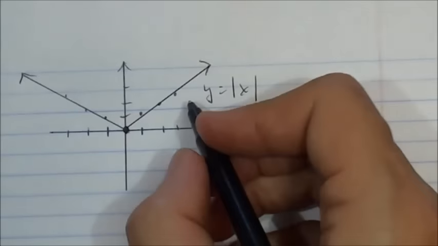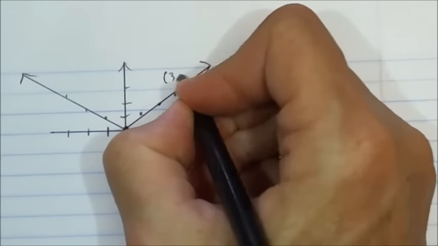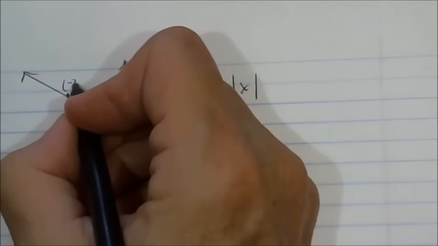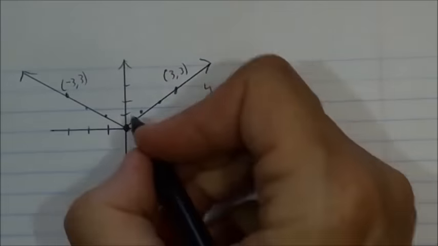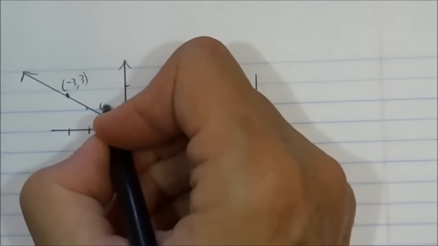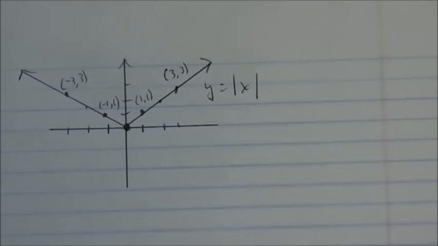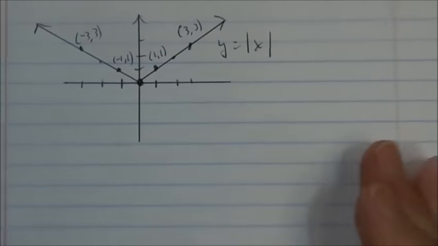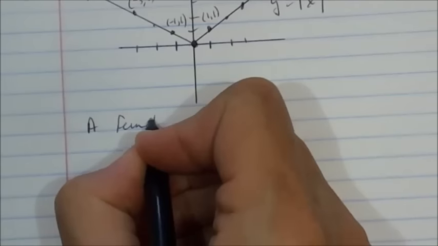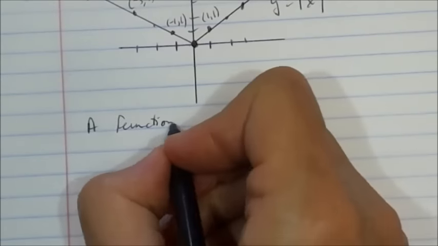And for every point, like if you pick this point (3, 3) on the graph, then there's also another point (-3, 3) on the graph. If you pick this point (1, 1), there's also a point (-1, 1) on the graph. So this is an even function. Odd function. This is just an example of an even function.